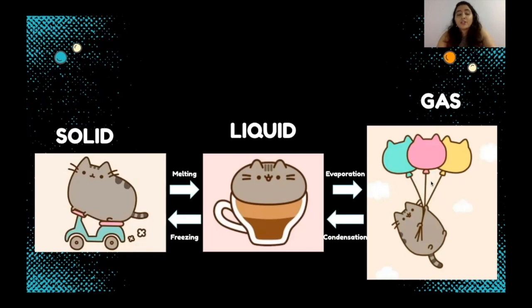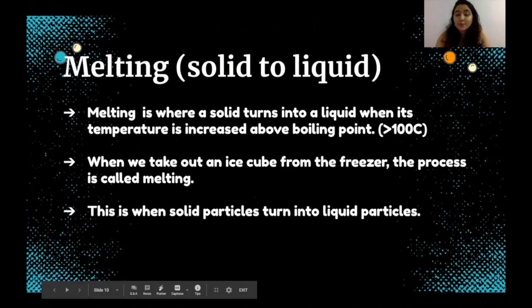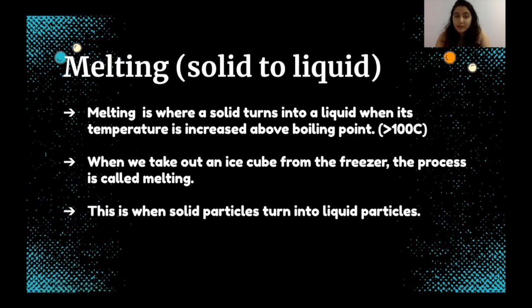Now, if we want to change a solid to a liquid, it will be through the process of melting. If we want to change a liquid to a gas, it will be through the process of evaporation. In the same way, if we want to change a gas to a liquid, it will be through the process of condensation. And if we want to change a liquid back to a solid, it will be through the process of freezing. Now, melting is the process of turning solid to liquid.